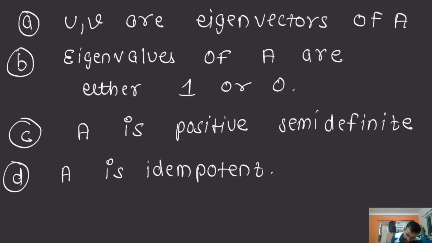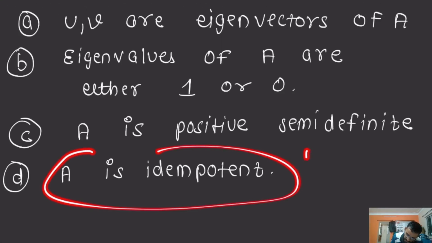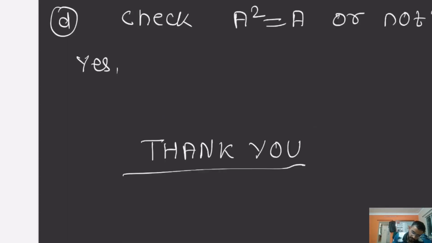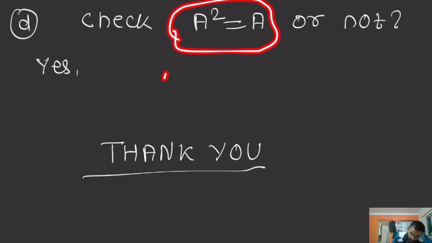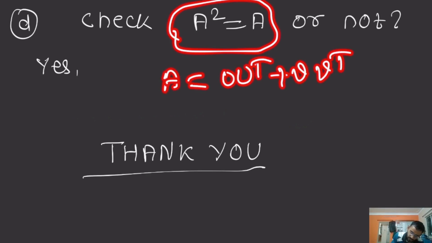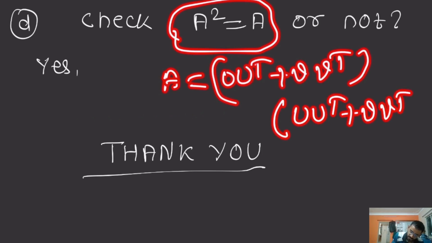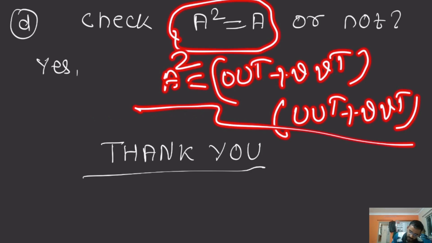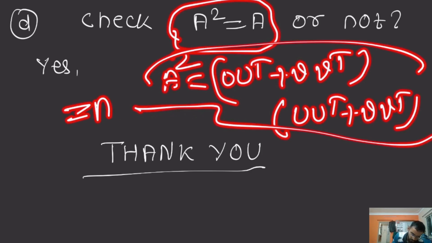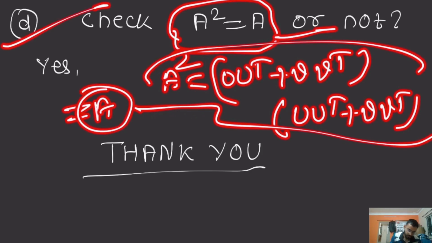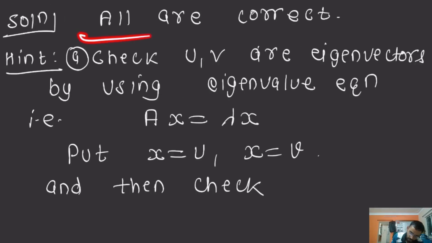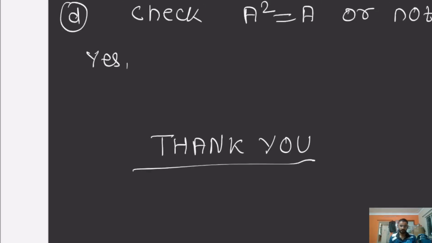And for proving A is idempotent or not, we need to show that A squared must be equal to A. A squared is u u transpose plus v v transpose, multiplied with A only, that is, u u transpose plus v v transpose. If we solve this, we find that A squared is equal to A. This is also correct, and hence all the options are correct. Okay, thank you.